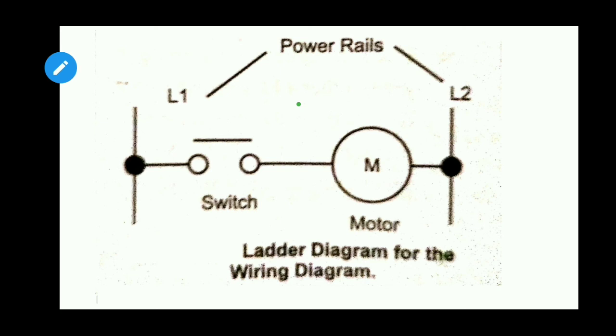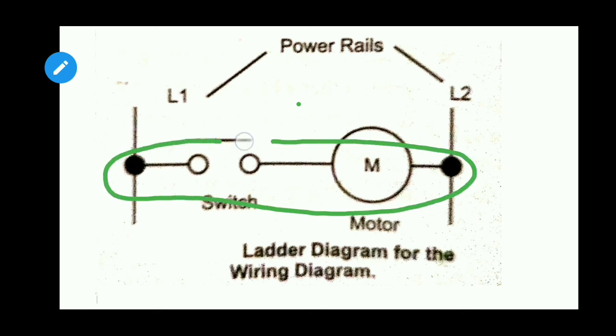So the first rule is the ladder logic diagram consists of two power rails, which are vertical lines, and these vertical lines are connected by a horizontal line called a rung, R-U-N-G. The rung is the horizontal portion of the ladder diagram. In this figure you can see the rung is represented in the green line. This is called a rung.